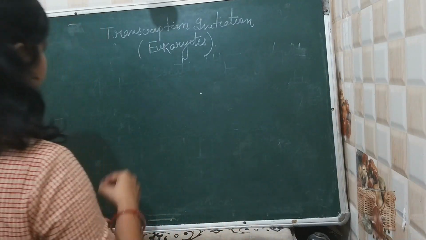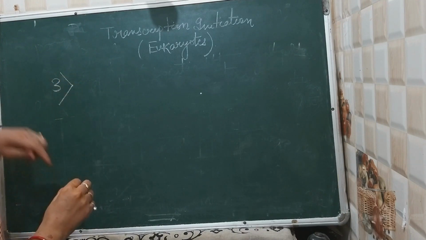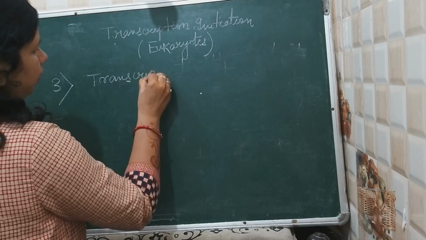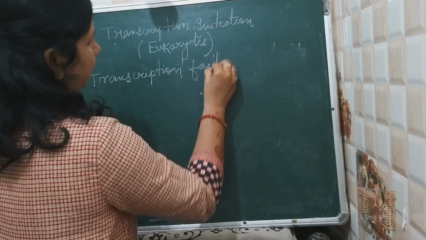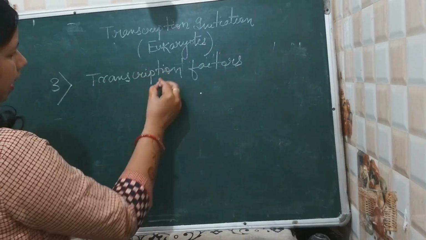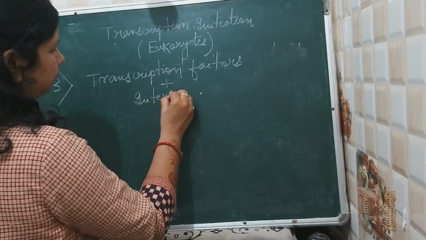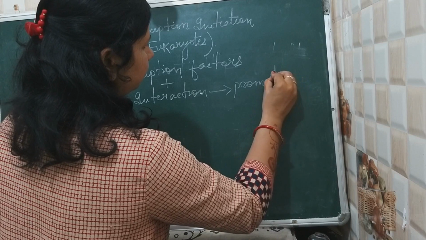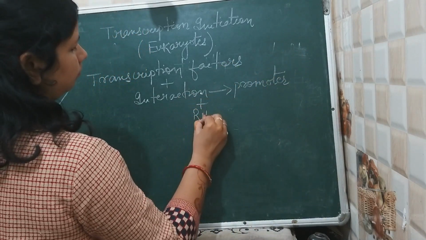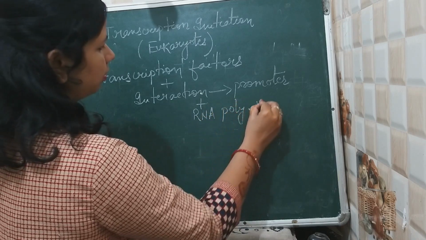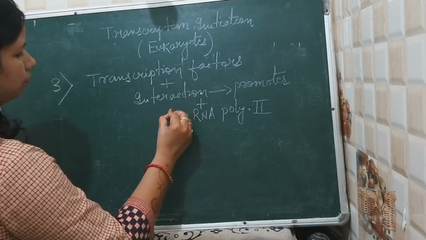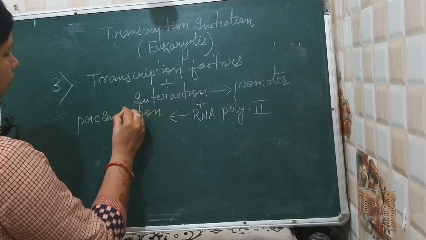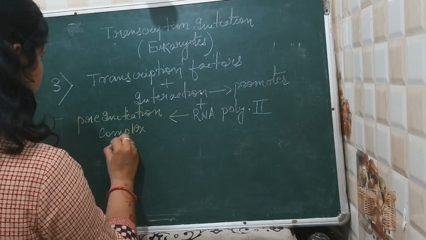Now, the third point I am going to discuss is all about various transcription factors and their interaction or their binding to the regions of the promoter as well as RNA polymerase 2, so as to form the pre-initiation complex.